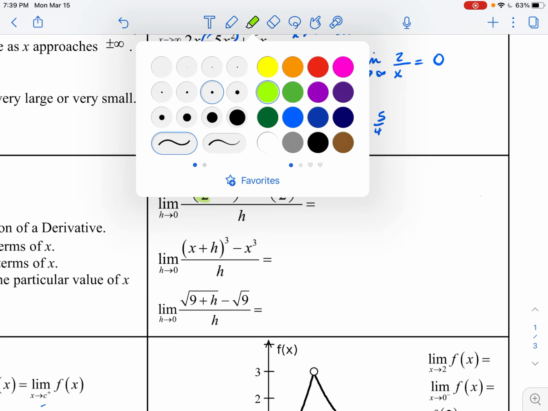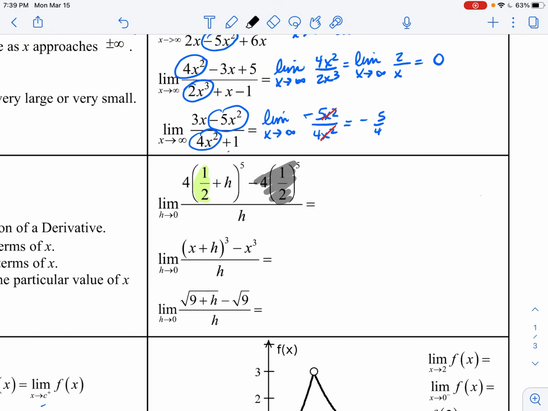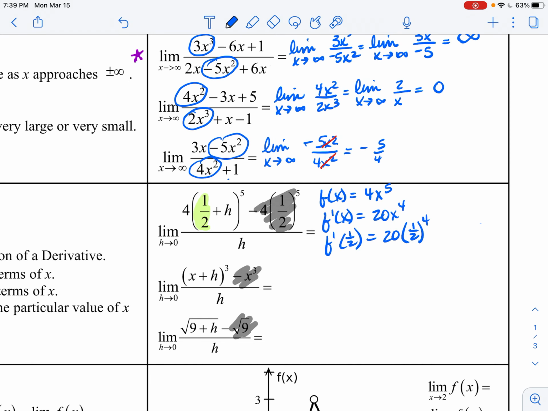All right. Try to not look at this second term in each of these problems. See if you can determine the function just with this first term. So it looks like this function is just, well, f of x is equal to 4x to the 5th. So then we do the derivative of this, which would give you 20x to the 4th, and we evaluate that derivative at that x value of 1/2. So 1/2 to the 4th is 1/16, and so this is going to give me 20 over 16.